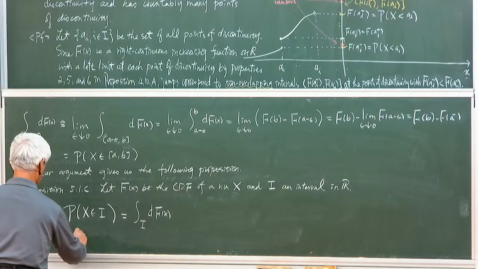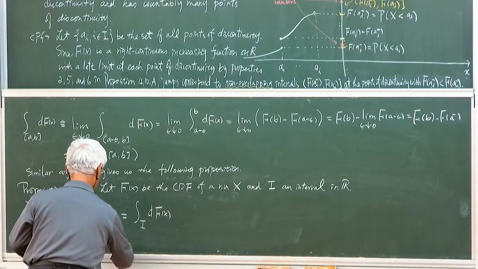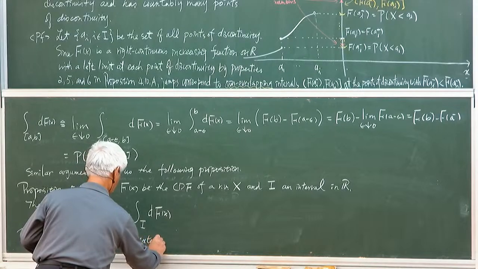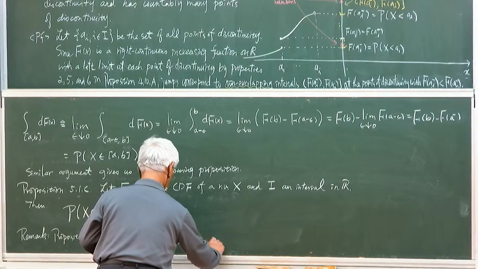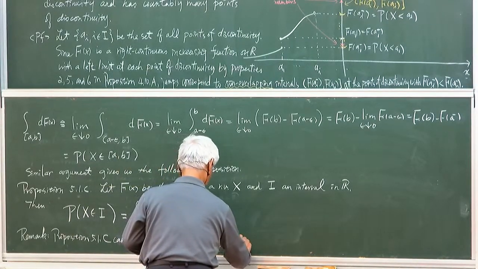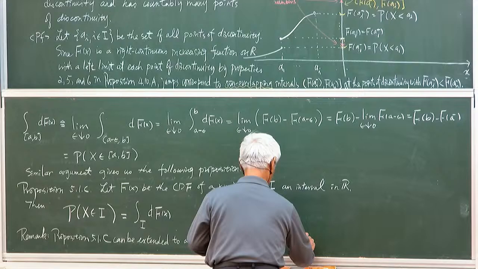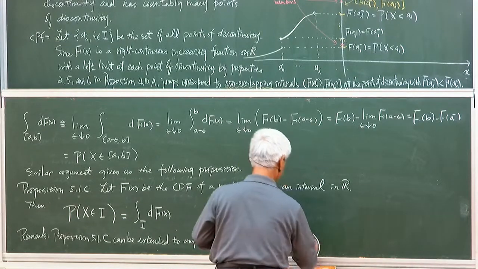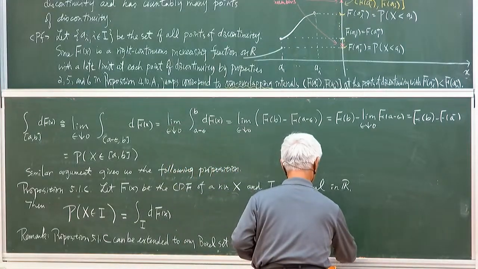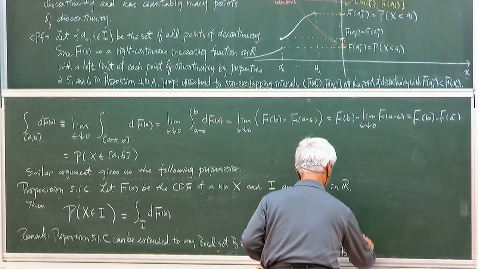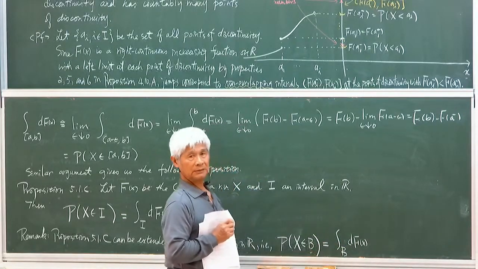Proposition 5.1.c, so this proposition can be extended to any Borel set B in R, i.e. the probability that the random variable has value in the Borel set B is equal to the Riemann-Stieltjes integral of 1 with respect to the CDF over the Borel set.